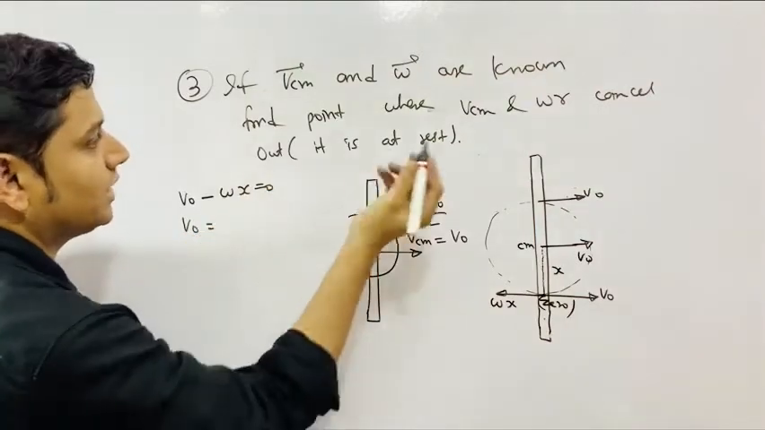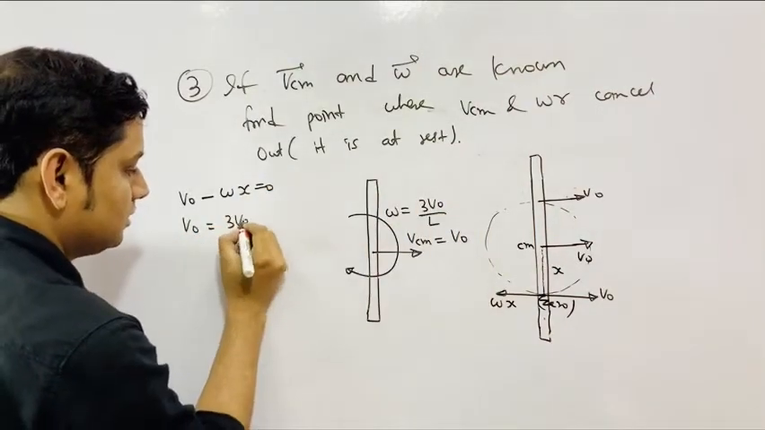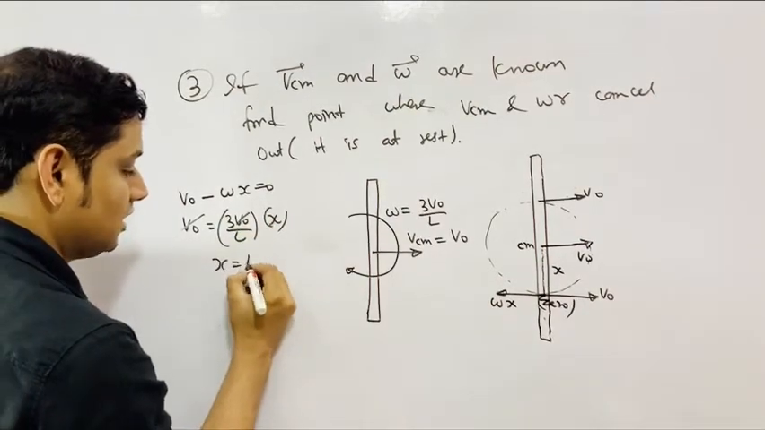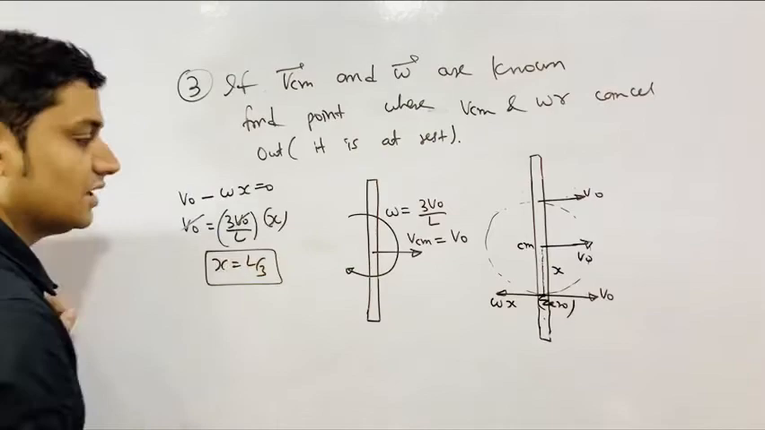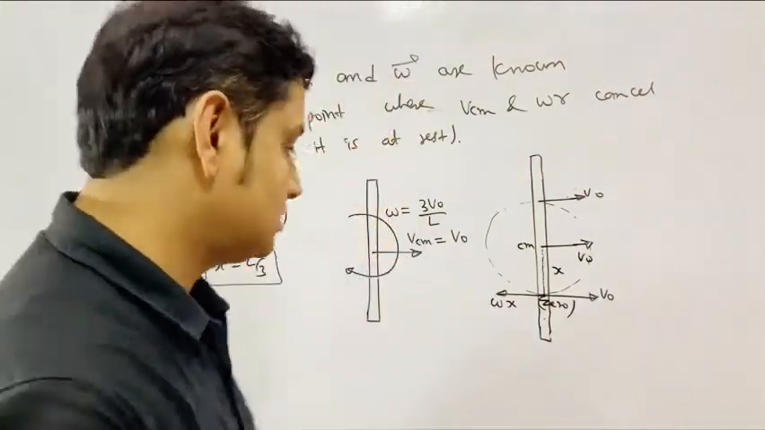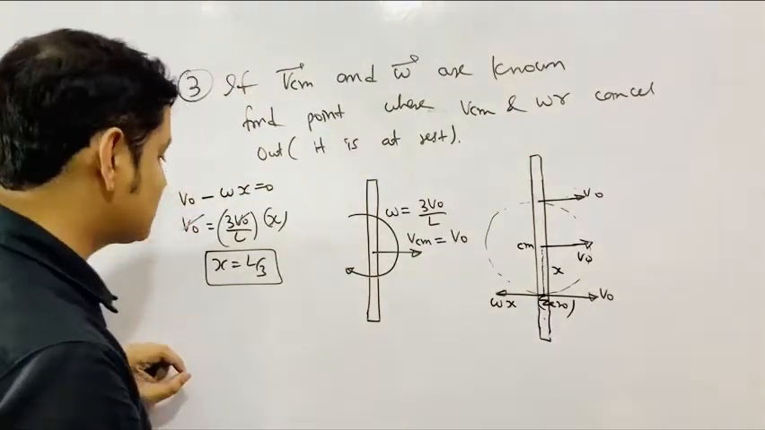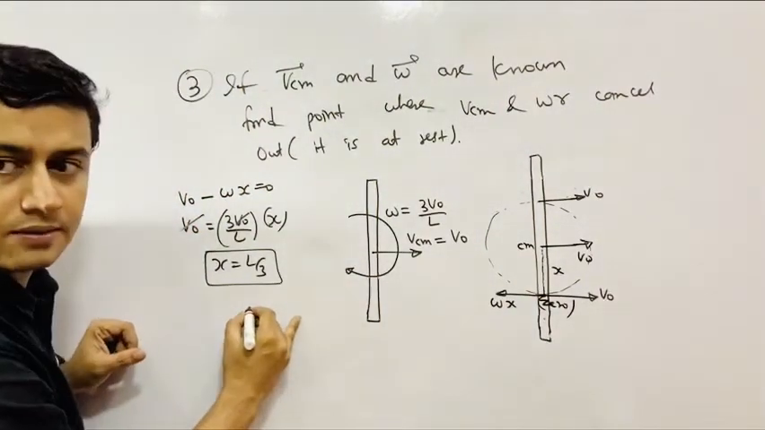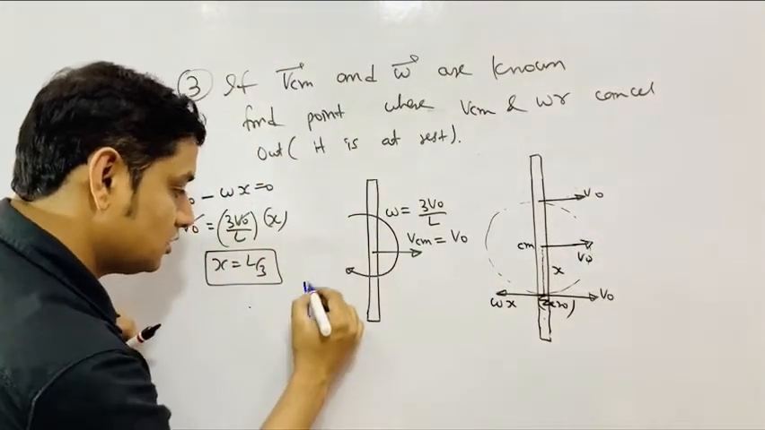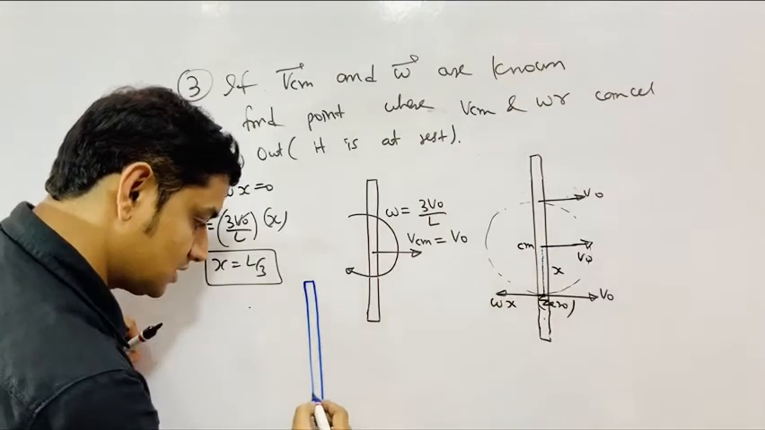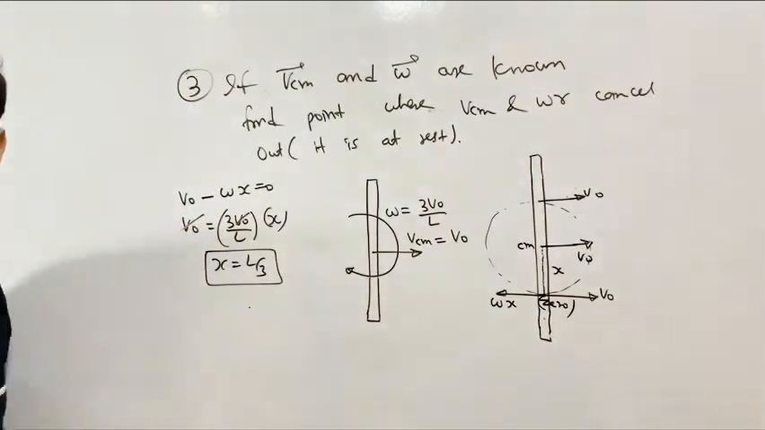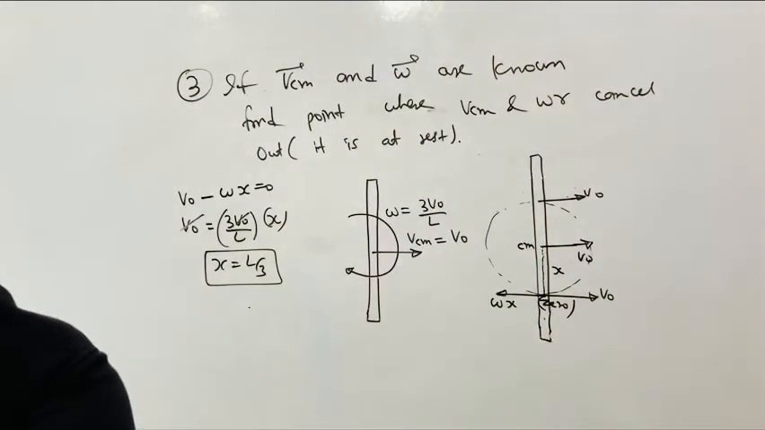So V0 is equal to, omega was what? 3 V0 by L into x. So x is equal to L by 3. The instantaneous axis of rotation is located L by 3 distance below the center of mass. So your instantaneous axis is located below this center of mass. Your instantaneous axis is here. Understand? Your instantaneous axis would be located here.